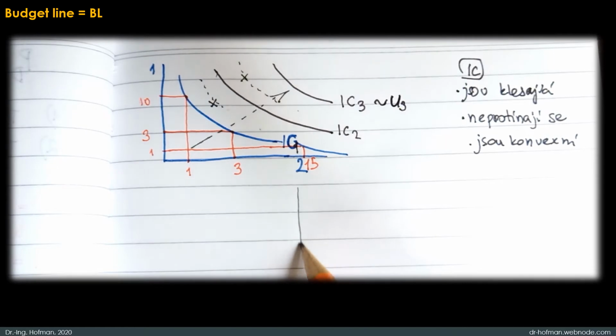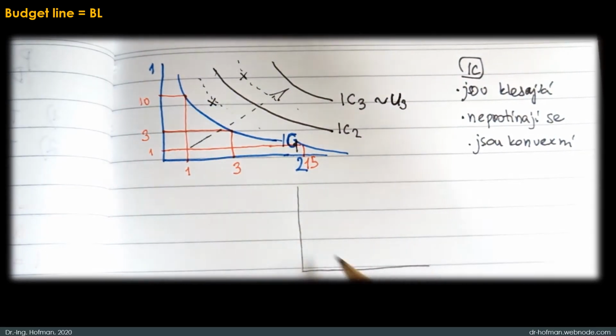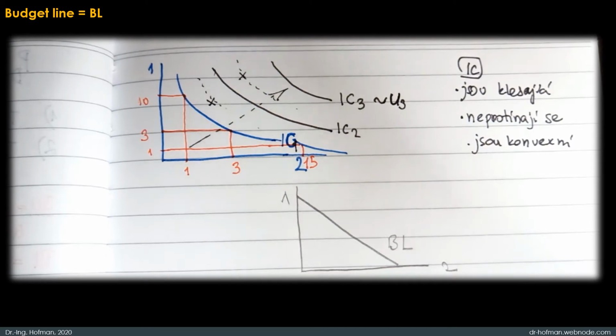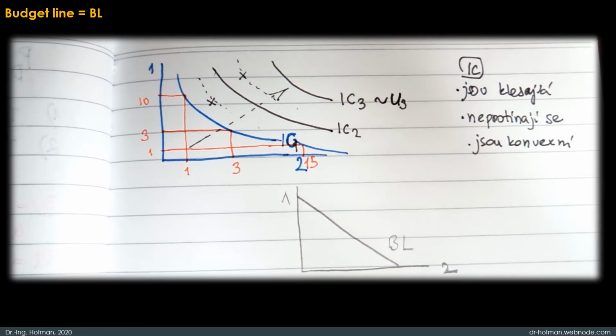Let's introduce the budget line for the goods 1 and 2. The budget line represents the amount of money available to the customer. It is a descending slope line connecting the axes y and x for quantities of the goods.